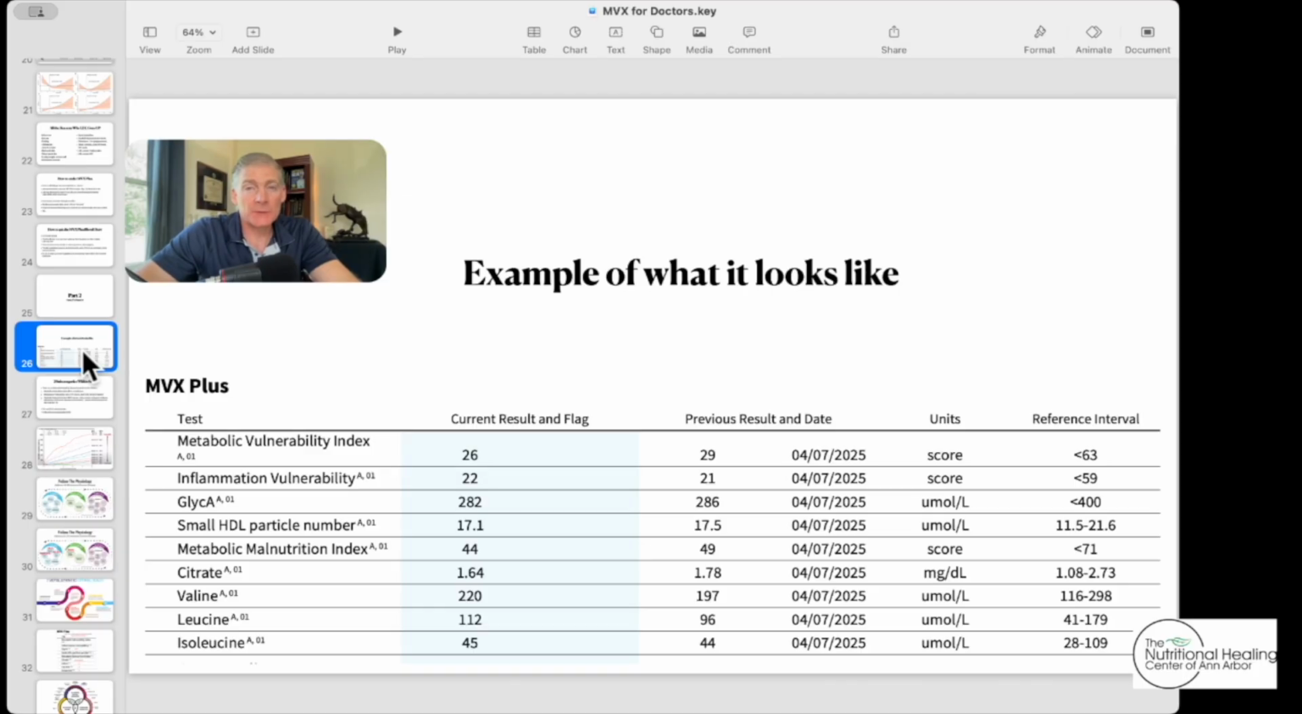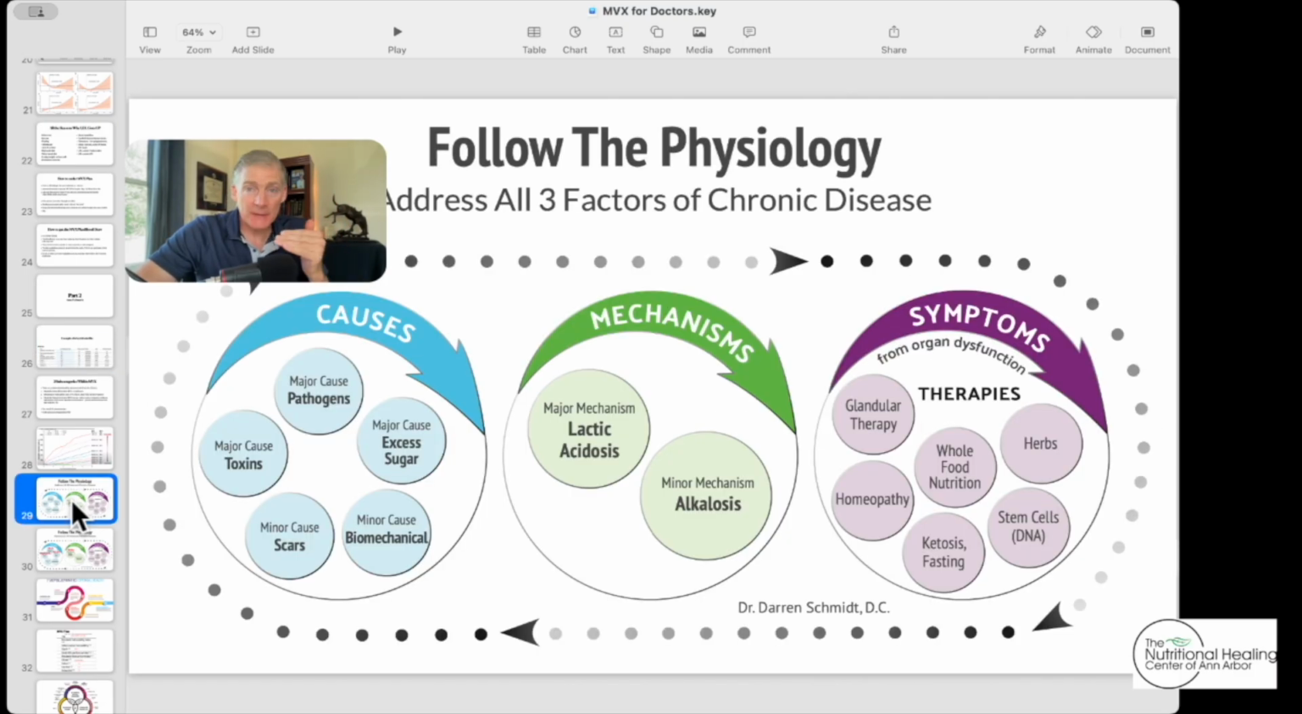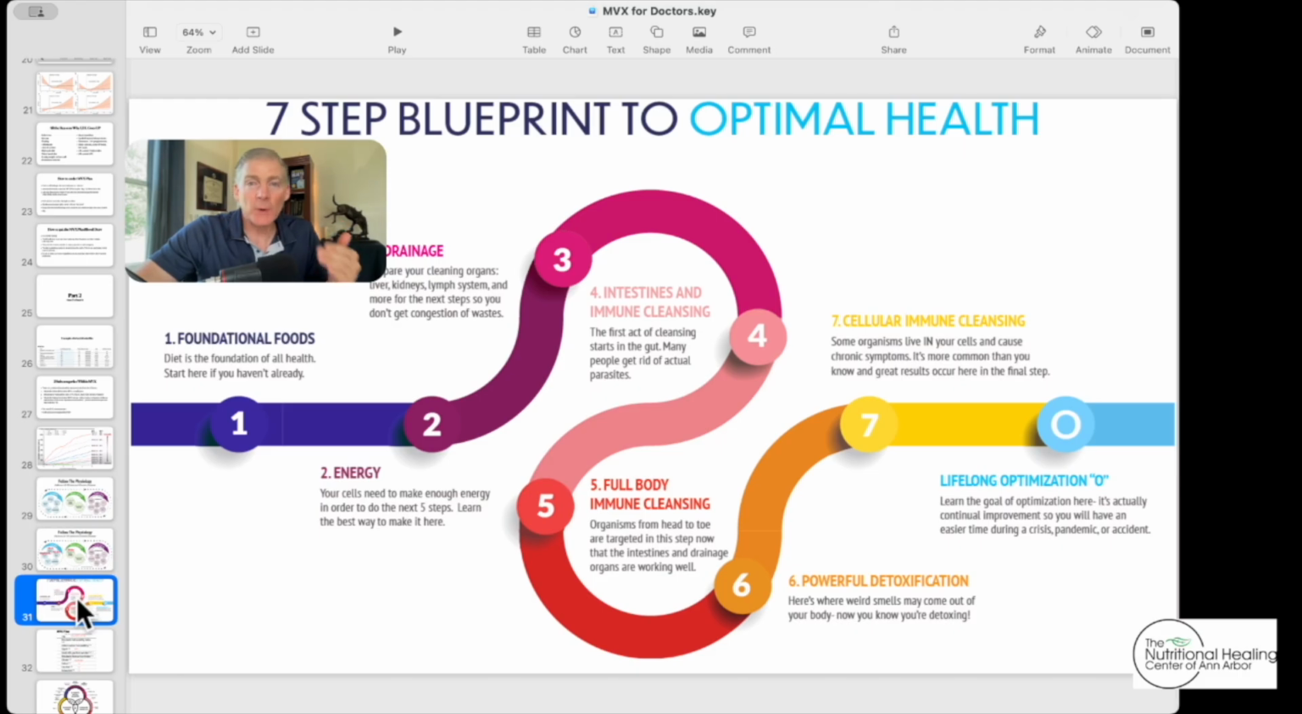Okay, let me summarize. So far we have this MVX, and this is what you measure, and then this is how you think, and then this is what you do. So let me run you through this. This is a 7-step blueprint to optimal health. I made this in 2017, 2018. And so step 1 is the diet. So you make sure you're eating foundational foods that feed your body.